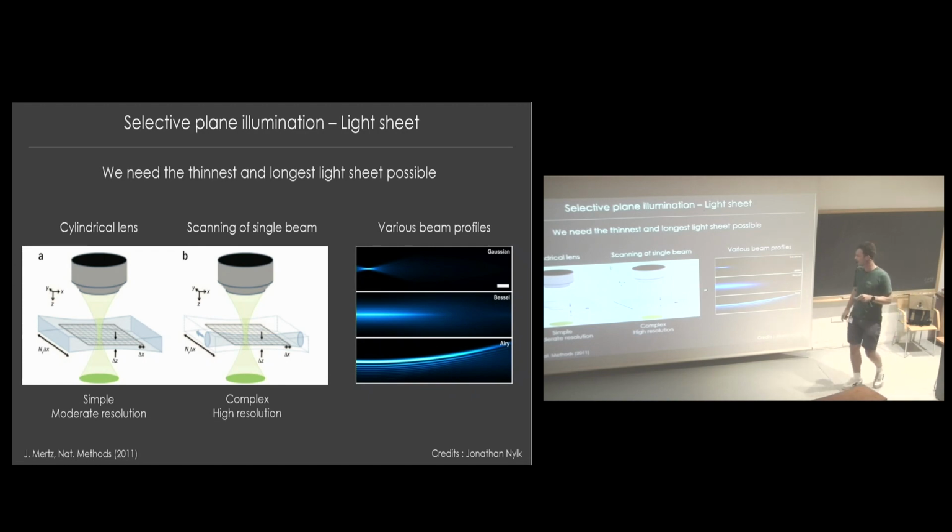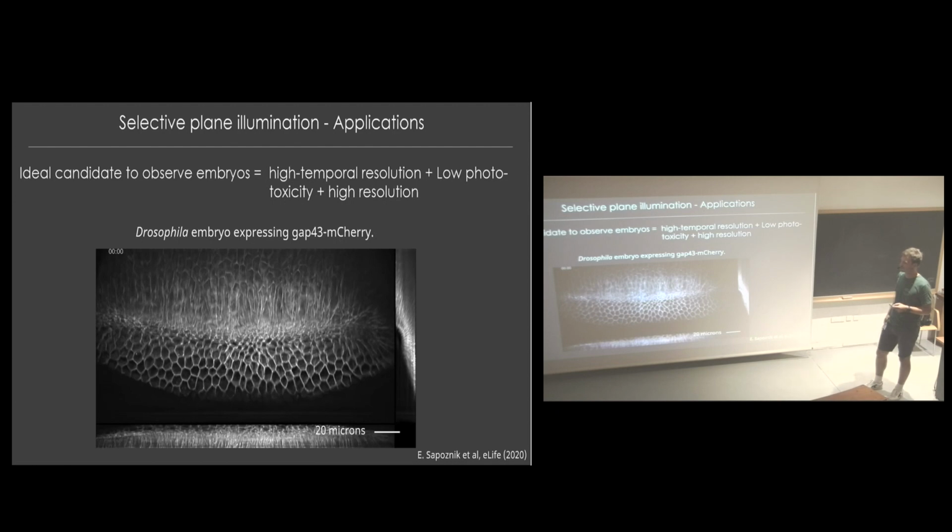And Bessel beams are pretty useful because you see the axial extent of a Bessel beam is really large compared to a Gaussian one, but you actually have a comparable thickness of the sheet. The only drawback is that there are a lot of side lobes. So there is also a lot of energy in these side lobes, and this can produce some photobleaching. But this is pretty small compared to confocal and to spinning disk.